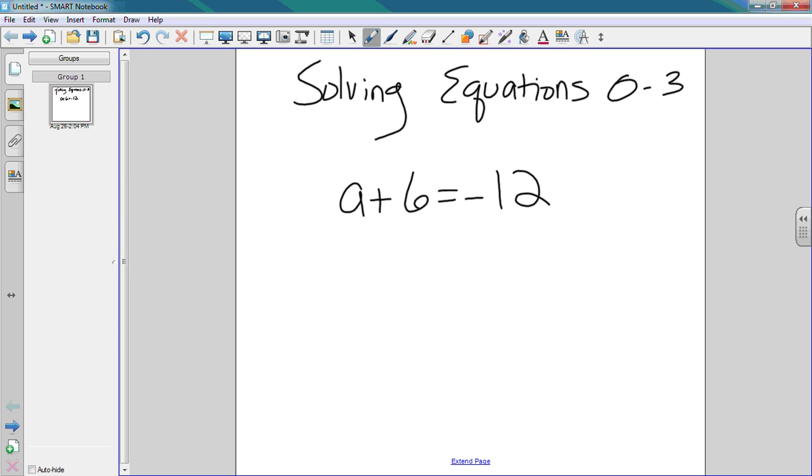How do I solve equations? Well, first thing I have to remember, I'm going to do my sidebar like I always do to remind myself of things. I have to get the variable by itself, or get the variable alone. And the way I do that is by using the opposite operation.